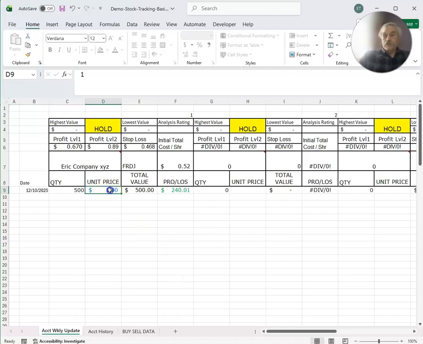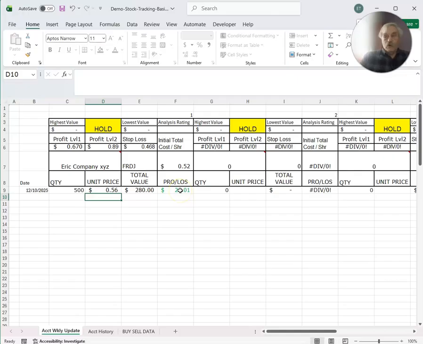So whatever price we put in here, and you will see this one's blue. It's substantially higher than our second profit level. That's why it's blue. If we were to put in here 70 cents, you'll see it's green because that's over our profit level number one. If it's below our profit level, it's just black. This shows you the total value, whether it's equal or less than what you bought.